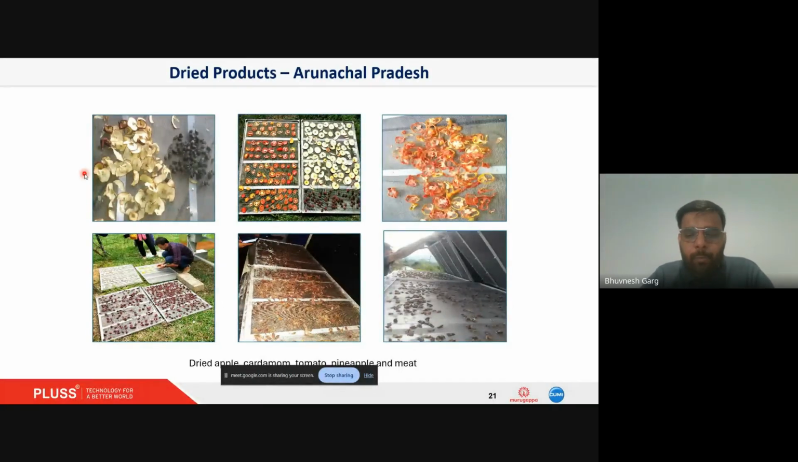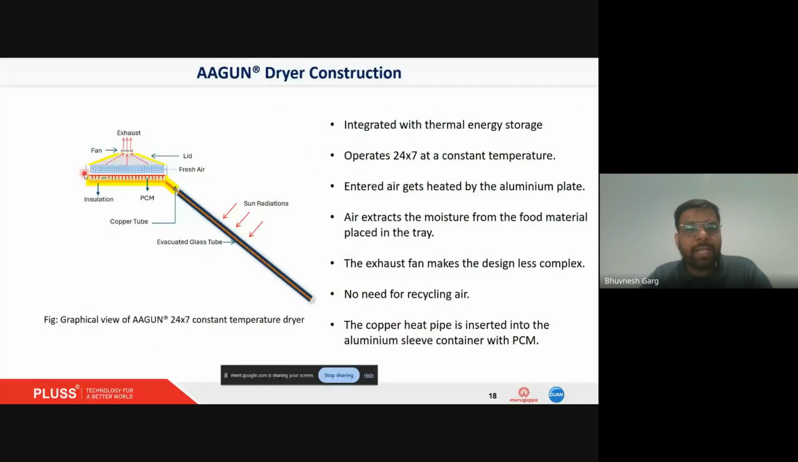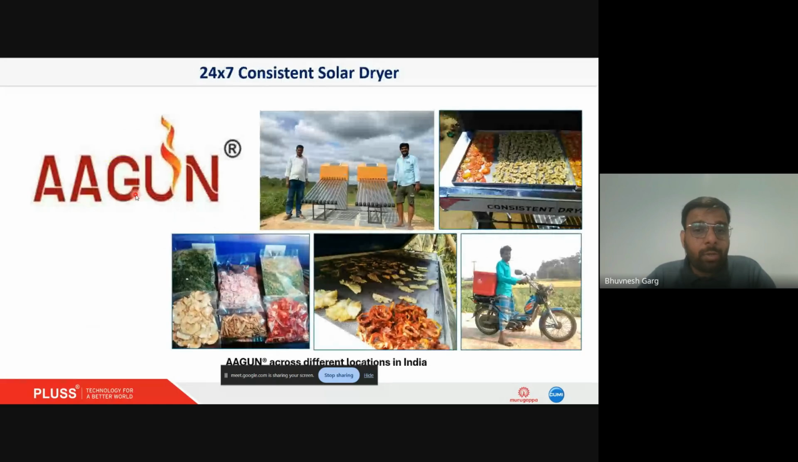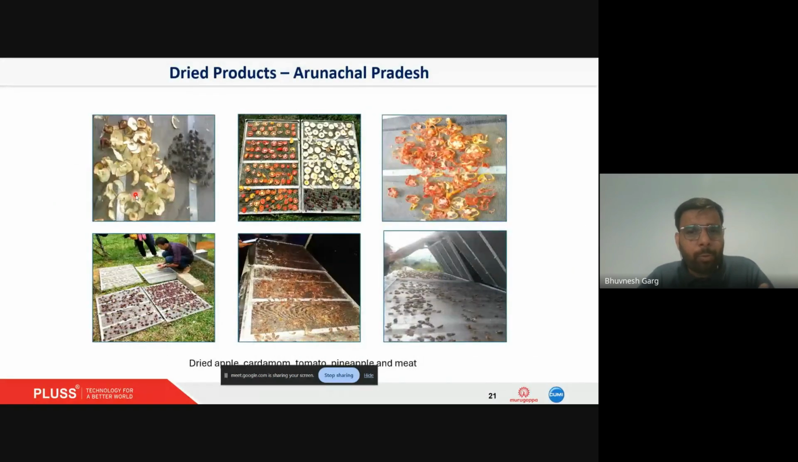That's how we have put 55 degrees Celsius PCM in this tank, where it is storing the heat at 55 degrees, and whenever it is giving the energy to your food product, it is giving the energy at 55 degrees only. So that's how you are able to maintain temperatures.